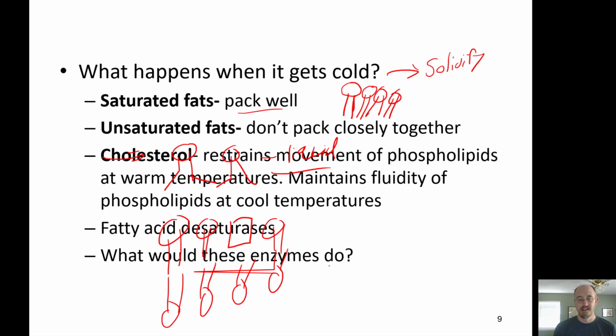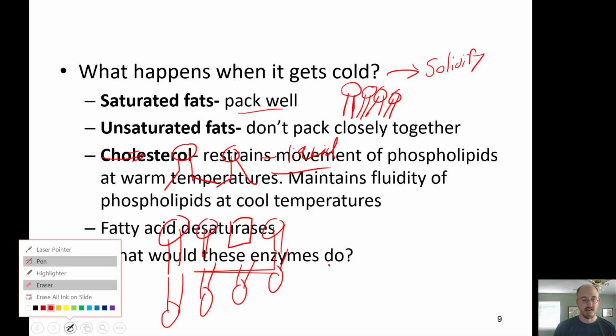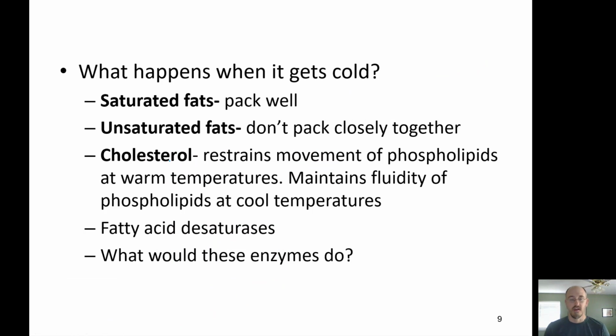Let me clear the drawings off of this. Here we go. So if you have cholesterol, it restrains the movement of phospholipids at warm temperatures, which means they don't move too much. Because if you get a membrane warm, these lipids move a lot. Remember, heat energy is random motion, and if these things move around a lot, you get too liquidy, and that's bad too. Your cell would kind of fall apart. So cholesterol restrains movements at warm temperatures, and when it's cold, it prevents things from packing together too tightly. So cholesterol is the way that animal cells usually deal with this.